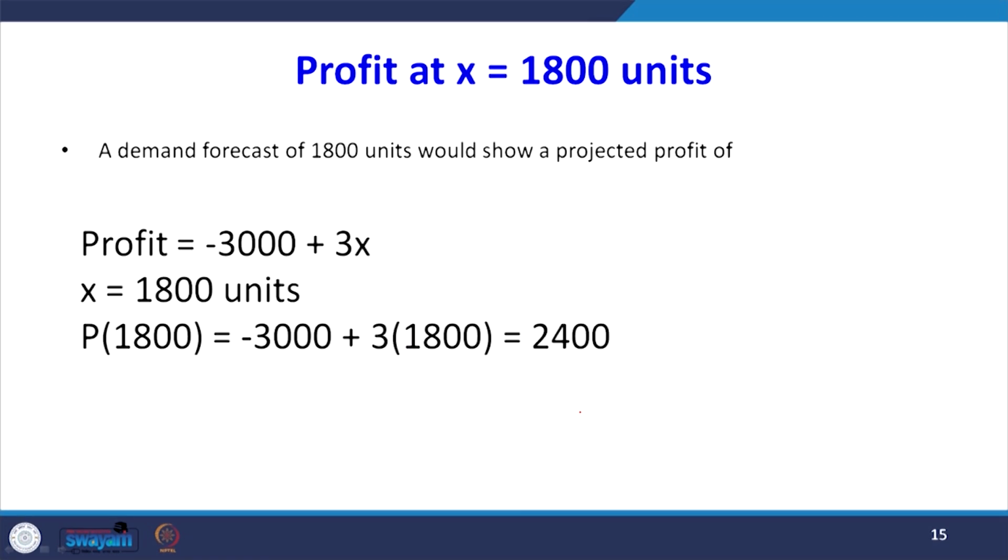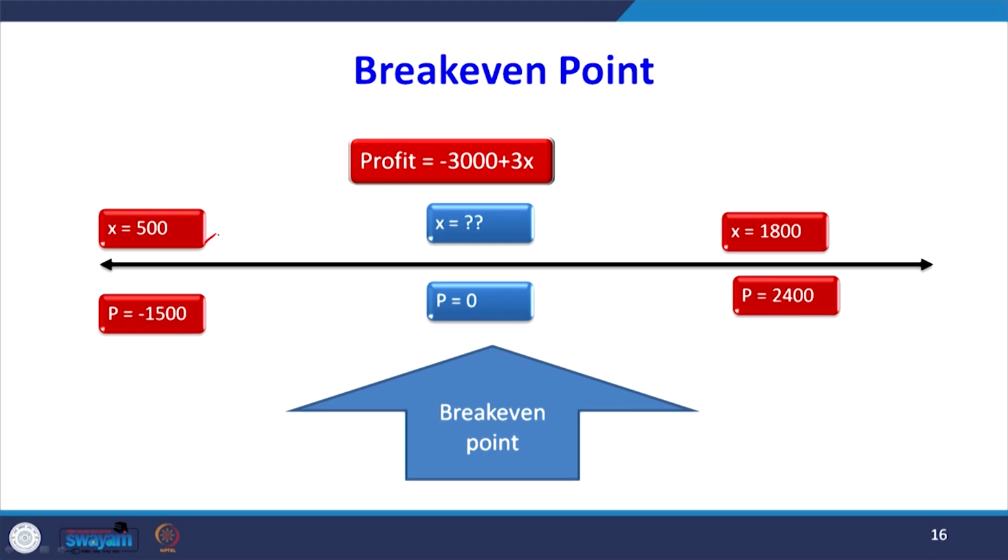Suppose if you are selling 1800 units, what will happen to our profit function? So, instead of x, you have to substitute 1800 in the profit function. When you substitute 1800, so you are getting minus 3000 plus 3 into 1800, you are getting $2,400. You see, previously we got a negative profit, now we are getting a positive profit, right. When x equal to 500, your profit was negative. When x equal to 1800, your profit is $2,400.